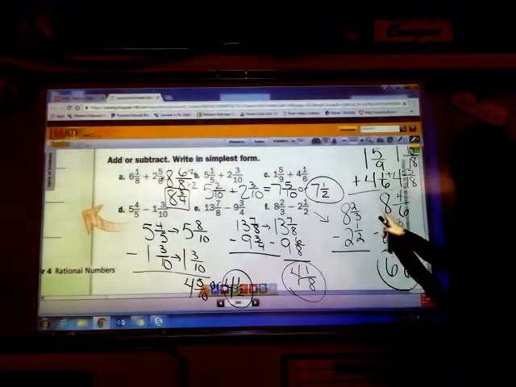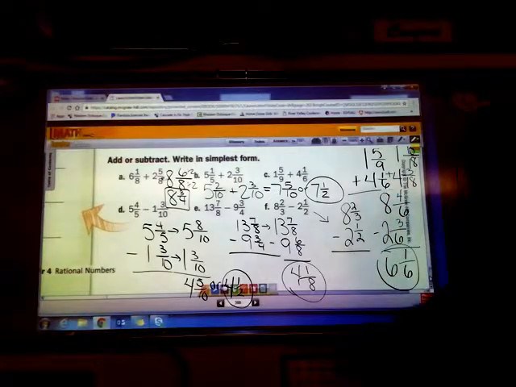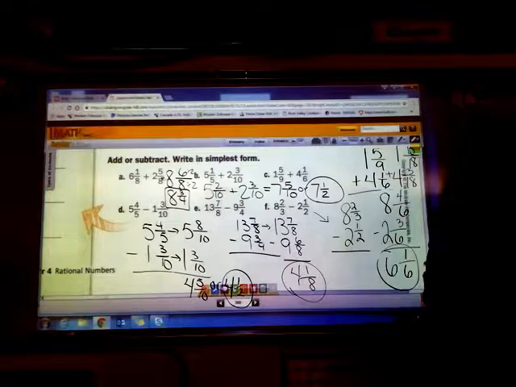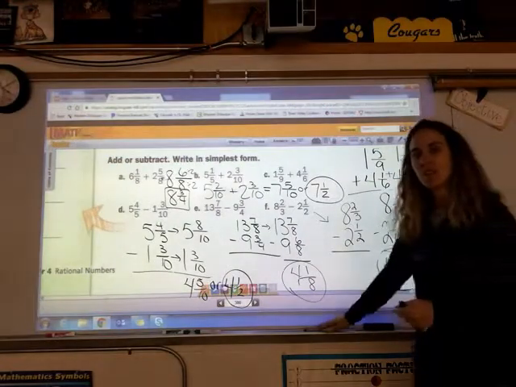Number 3, don't forget to make sure that you have your whole number portions with them and keep things lined up. And then last but not least, make sure when you're finding your answers, make sure that they are in simplest form.